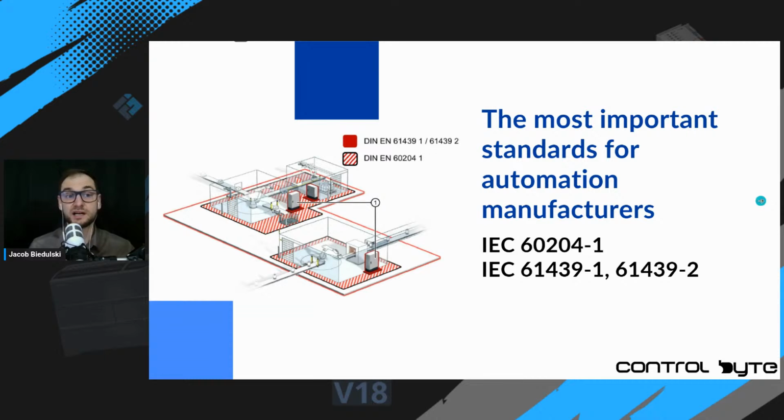We have prepared a full course on industrial automation basics based on the most important standards for automation manufacturers, which is IEC 60204 Part 1. This is the standard that will tell you how the machine system should work. And the second standard will tell you how the control cabinet should be constructed, okay?